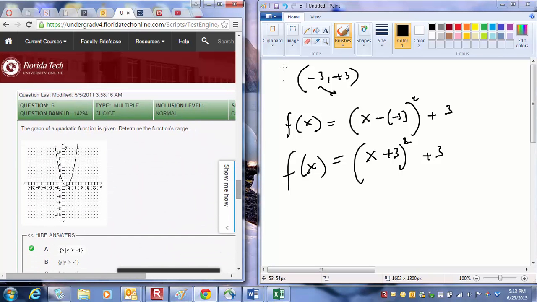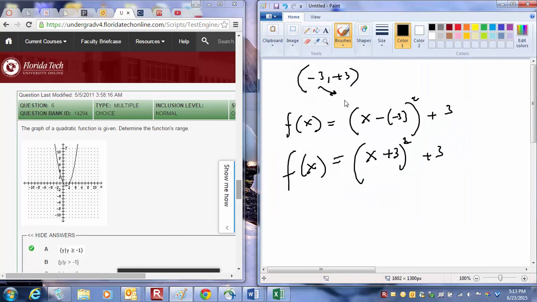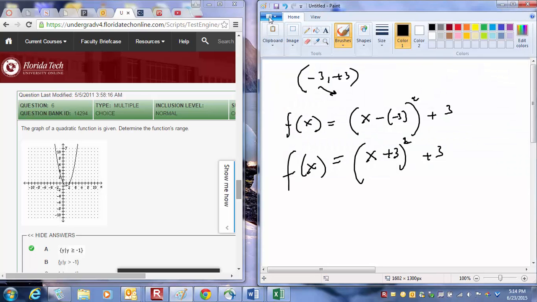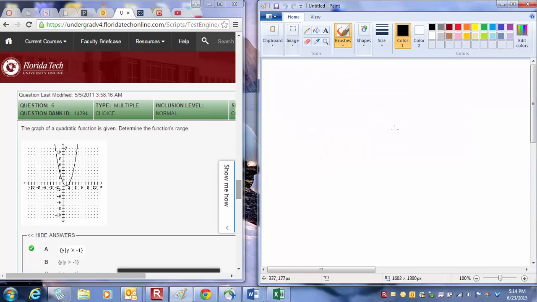Let's look at number 6. On number 6, the graph of a quadratic function is given. Determine the function range. The function goes from minus infinity to plus infinity. We look at the y values. It starts at negative 1 and goes to plus infinity. So you either say y is greater than or equal to negative 1.